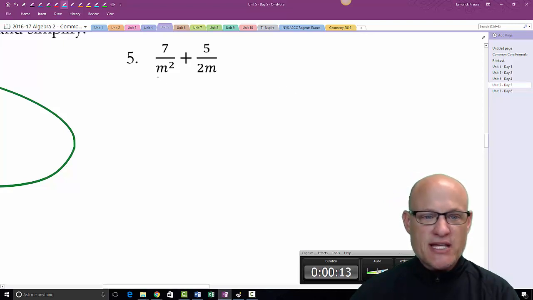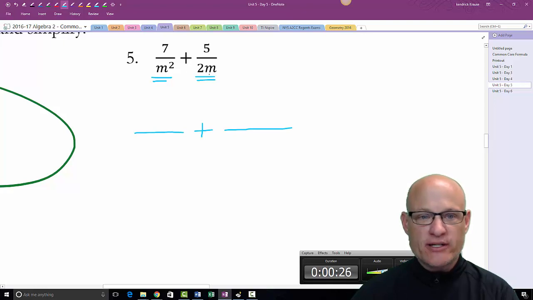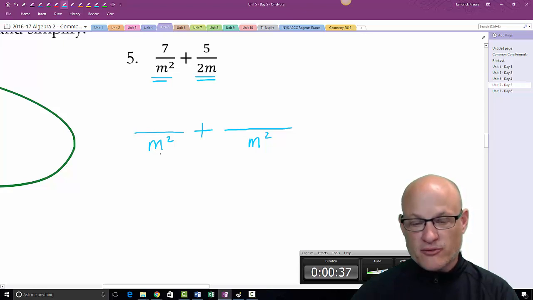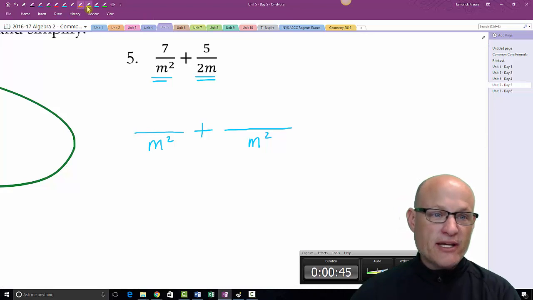All right. So this has an m squared, and this has a 2m. So my common denominator, if I look at just the m squared, you want to take the largest of those two. So in this case, it would just be m squared. I really don't have to do anything to the first, but I can do something to that m to make it m squared, by multiplying by m. Now we've taken care of the m squared. We know that we've got to have an m squared.